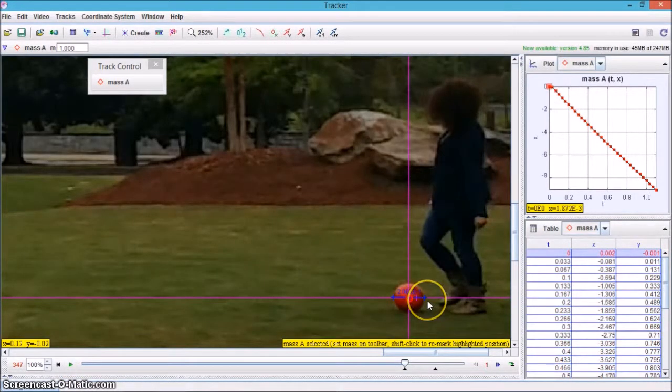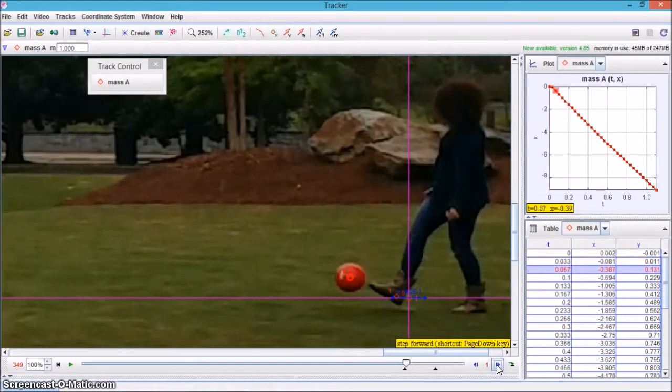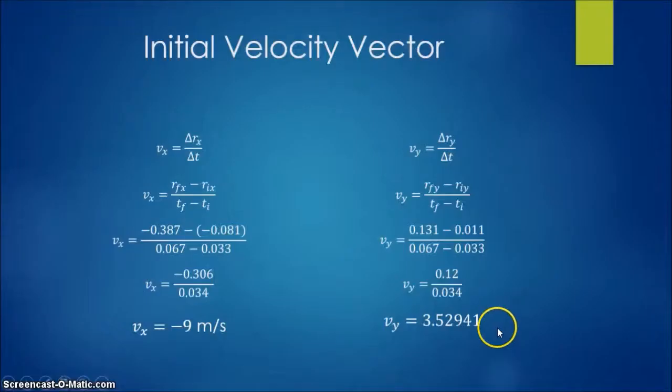I chose to set my axes according to when the ball was at rest, but as you can see, the kick takes place between frames 2 and 3. So using these data points, frames 2 and 3, we can calculate the initial velocity of the ball after the kick. And here we do just that.